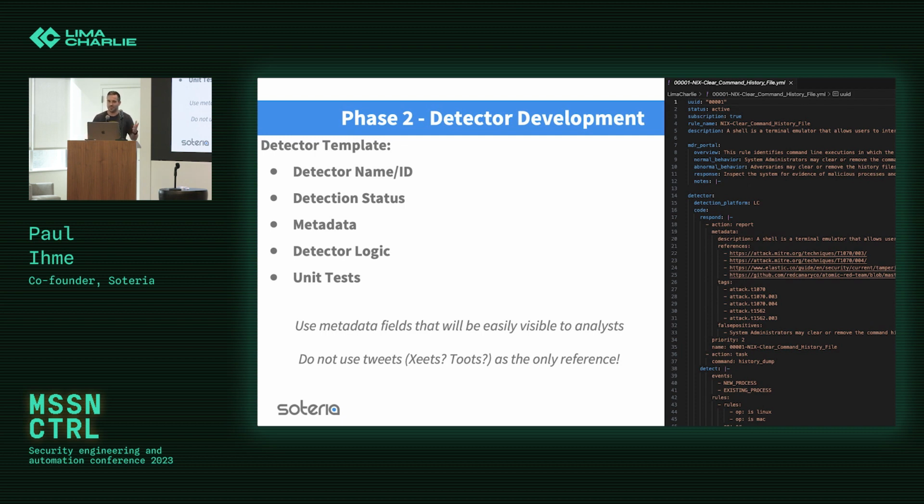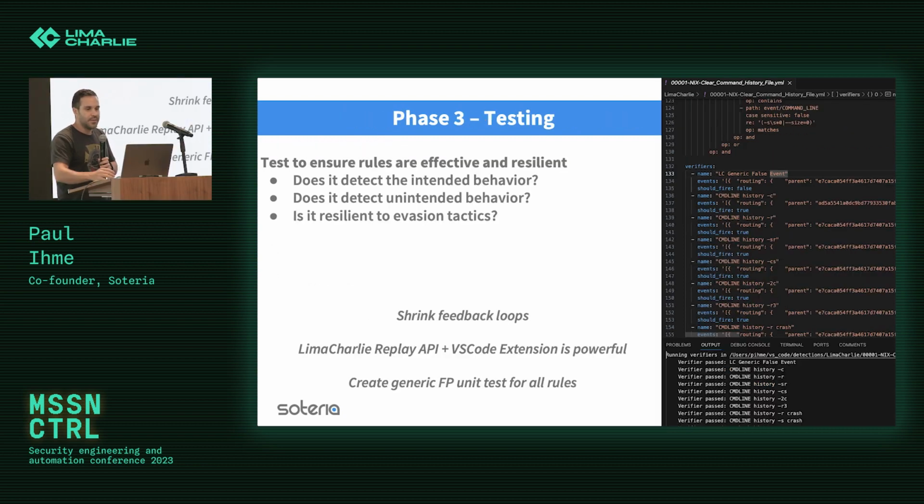The other one is don't use tweets or whatever they're called nowadays as your reference points, because those tend to disappear and do weird things, and then your analysts are pissed off because they can't find what you were talking about, right? So using good, solid reference material that has a lower likelihood of disappearing into the abyss at some point. And then testing. So this is something that I think is particularly cool.